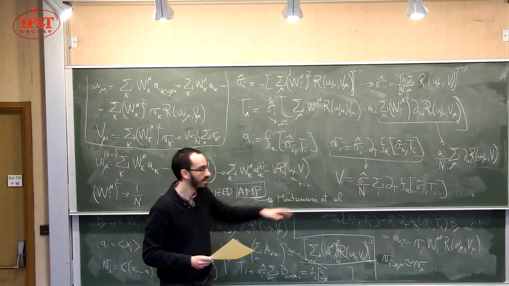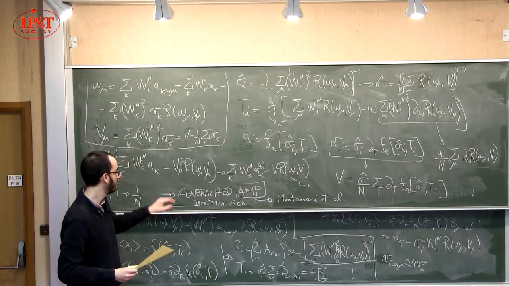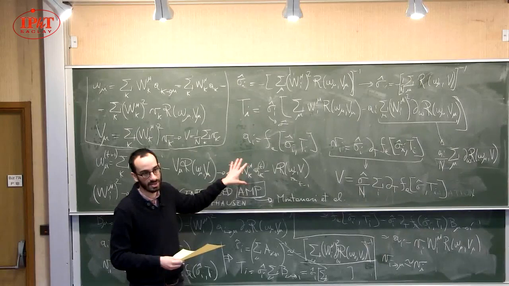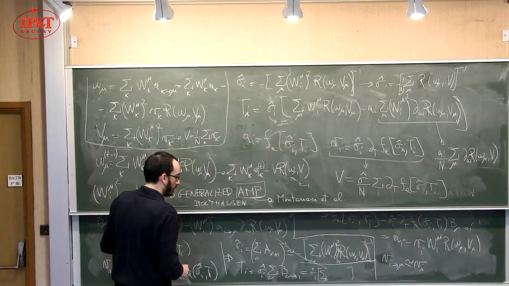There are also mathematical papers by Bolthausen in the context of the SK model, where they show that putting the right time indices allows you to have convergence of these equations when you are in the replica symmetric phase. Okay. So now the last thing that I want to do is to recover the replica symmetric equation. I will do it here.